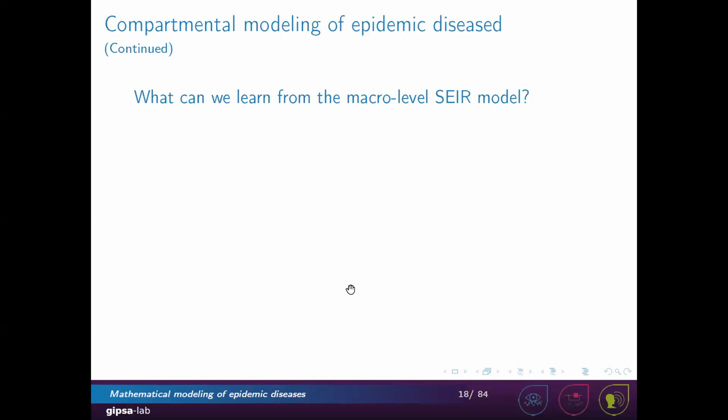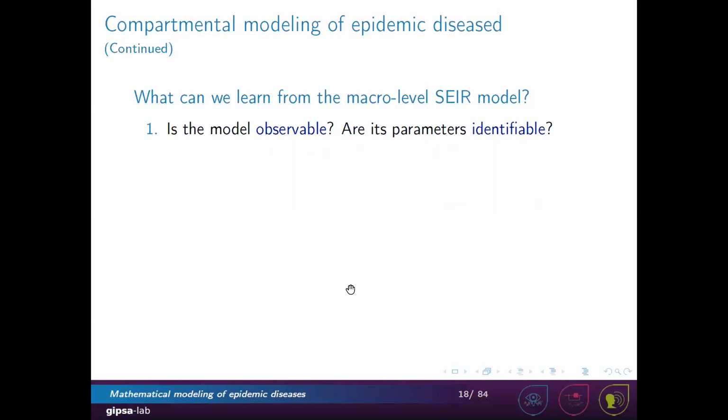Okay, what can we learn from this sort of macro level modeling? Is it just a toy problem that we are solving, or are there any practical lessons that we can learn from it? The first thing that we can learn from these sort of macro level models is whether or not the model is observable or identifiable. These two are technical terms in system engineering and control engineering.